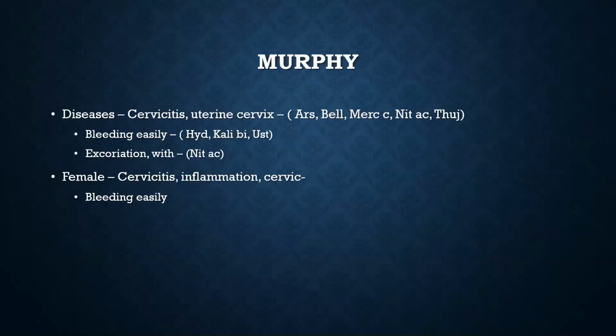Murphy's repertory: diseases, cervicitis, uterine, cervix which bleeds easily, excoriation with. When we're talking about excoriation with, it's more of a cervical atrophy or cervical erosion. Next, under the chapter female, cervicitis, inflammation, cervix, bleeding easily. The remedies are actually the same.